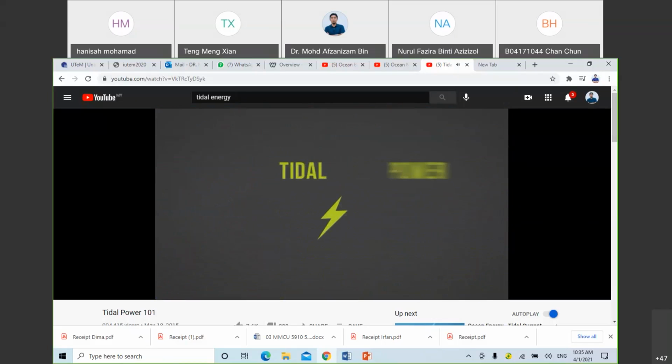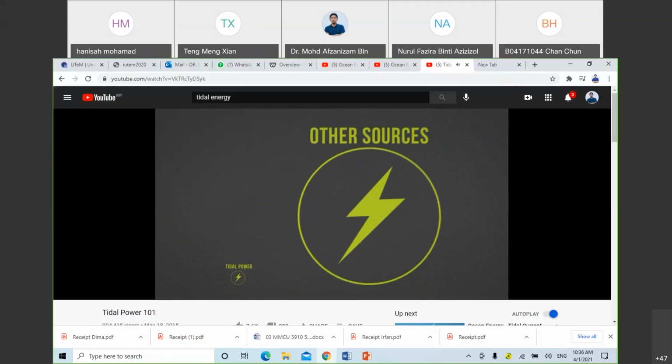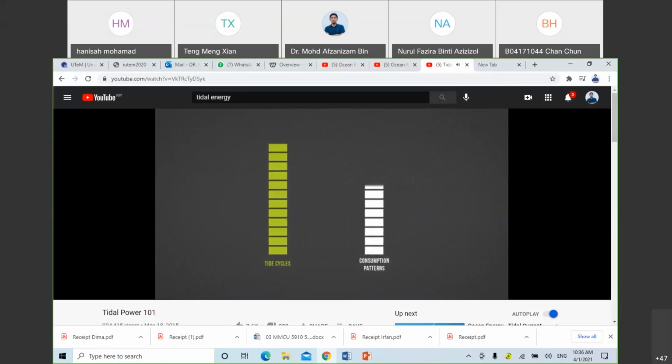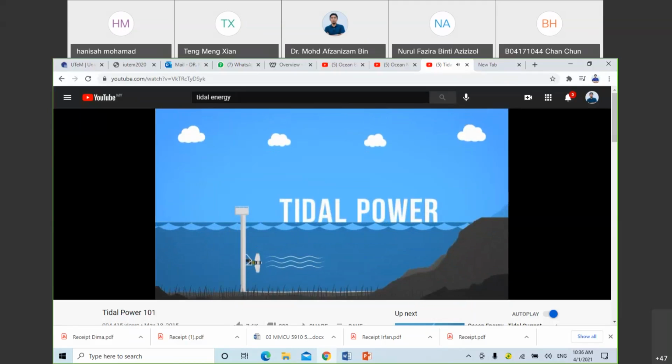However, adoption of tidal technologies has been slow, and so far the amount of power generated using tidal power plants is very small. This is due largely to the very specific site requirements necessary to produce tidal electricity. Additionally, tide cycles do not always match the daily consumption patterns of electricity, and therefore do not provide sufficient capacity to satisfy demand. That's tidal power.